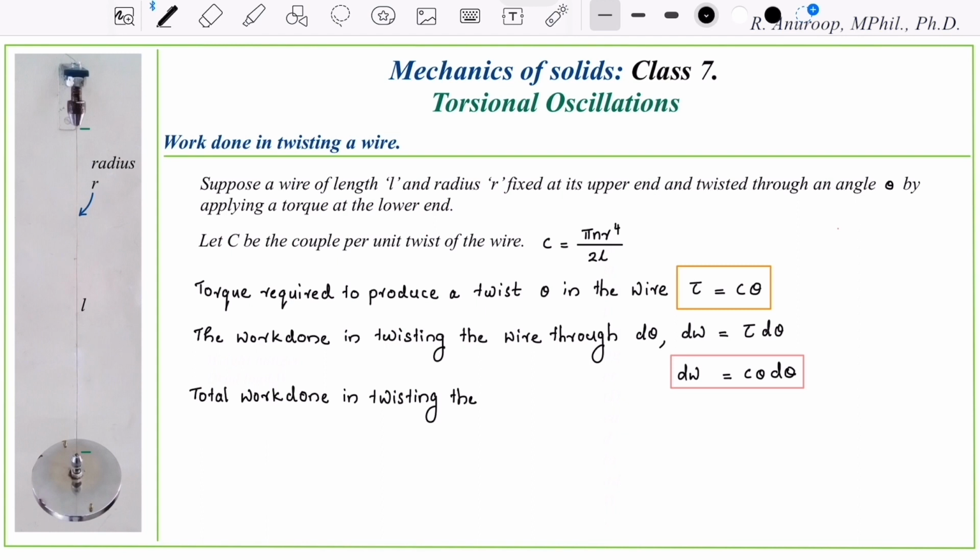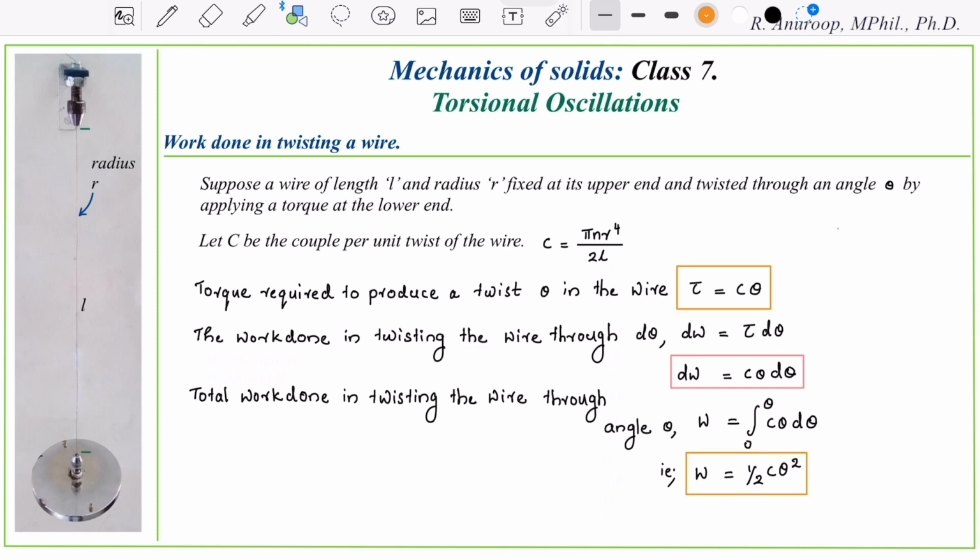What is the total work done in twisting the wire through an angle theta? This is obtained by integrating dW. That is, the total work done is the integral from 0 to theta of c theta d theta, which gives W equal to half c theta square, where c is the couple per unit twist of the wire given by pi n r raised to 4 divided by 2L.